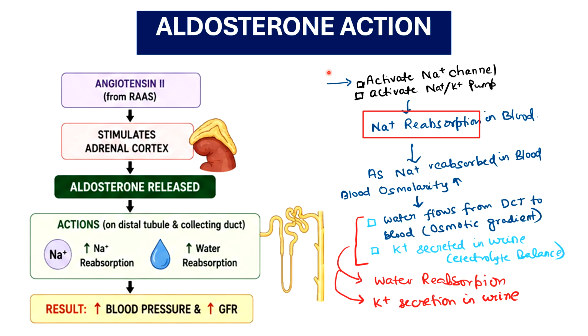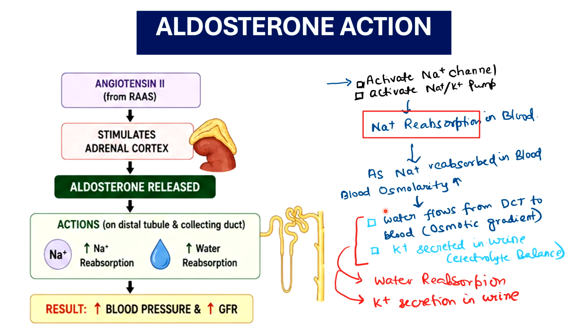Under the dehydration condition, the aldosterone release causes activation of the sodium channel in the distal convoluted tubule as well as the collecting duct. So what will happen? More sodium ions are drawn from the filtrate into the blood. As the sodium ions move into the blood, what will happen to the osmolarity of the blood? The osmolarity of the blood will increase, and this increase in the osmolarity of the blood causes the water to flow from the DCT into the blood.